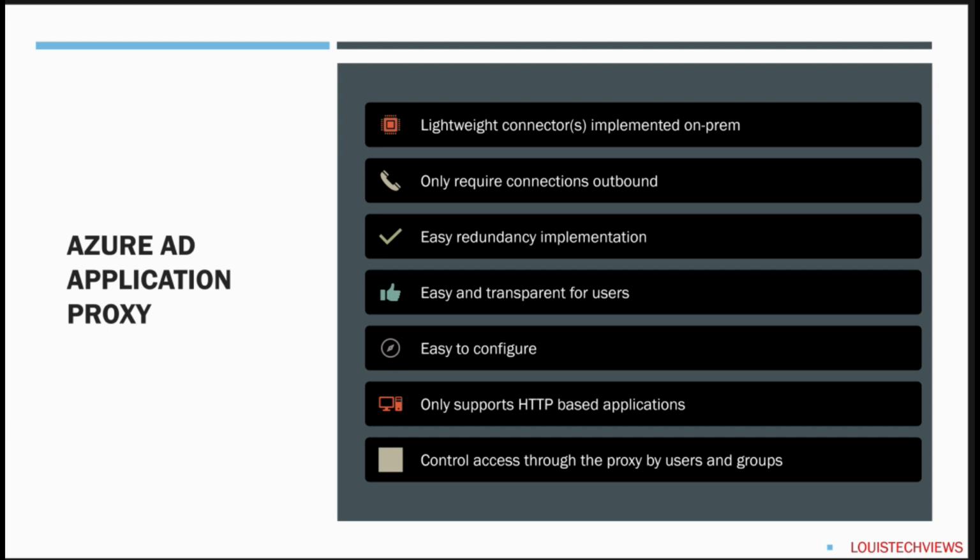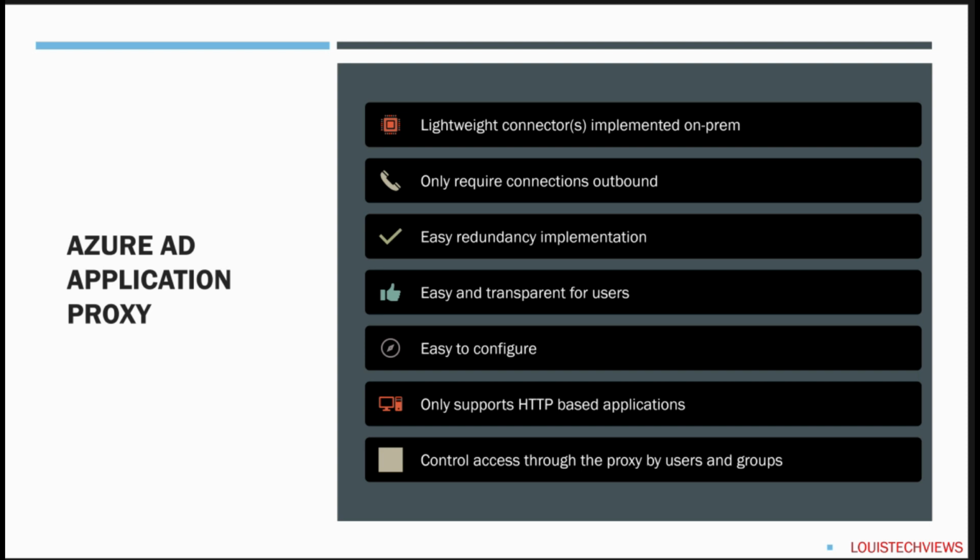So the next thing, if we move on, is that Azure AD Application Proxy, as mentioned, requires just a lightweight connector that is implemented on premise. So again, this will just be a small package that you will download and install on your system, and there's really no additional configuration once you have it installed. When you download the package, it seems to be a unique package for that particular download, and then it will automatically register itself to the designated Azure AD Application Proxy and Azure AD tenant that you downloaded it from. It only requires outbound connections, and it has very easy redundancy implementation.